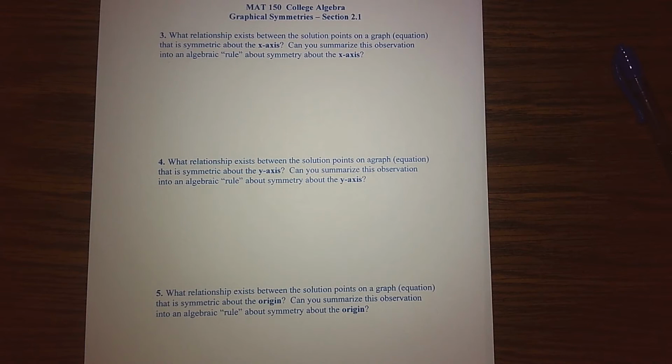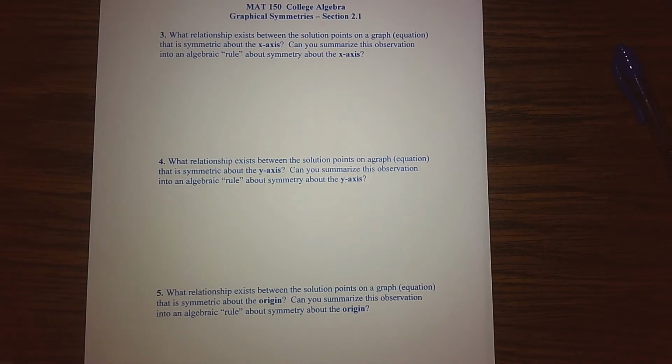What we're going to do now is establish some algebraic ground rules for symmetry. So far in the first video, this is a very visual concept, so we approached it very visually. But what happens when I have an equation and I want to know, is the graph of this equation symmetric about the x-axis, the y-axis, the origin? How can I make those predictions? How can I determine that algebraically without actually looking at a graph?